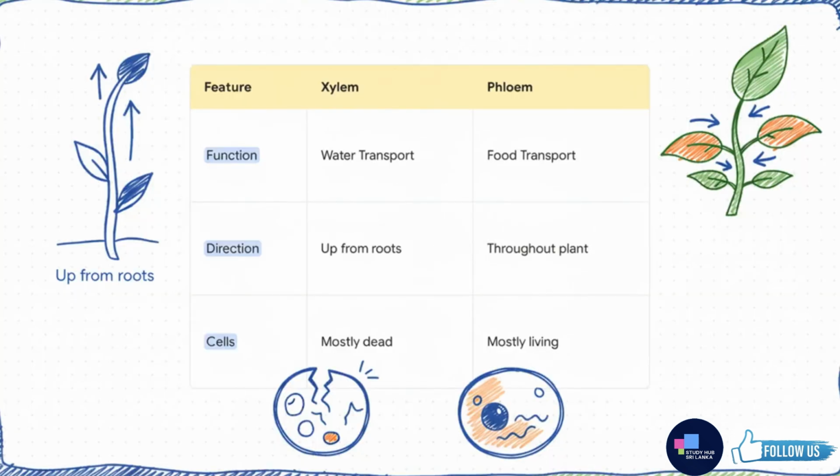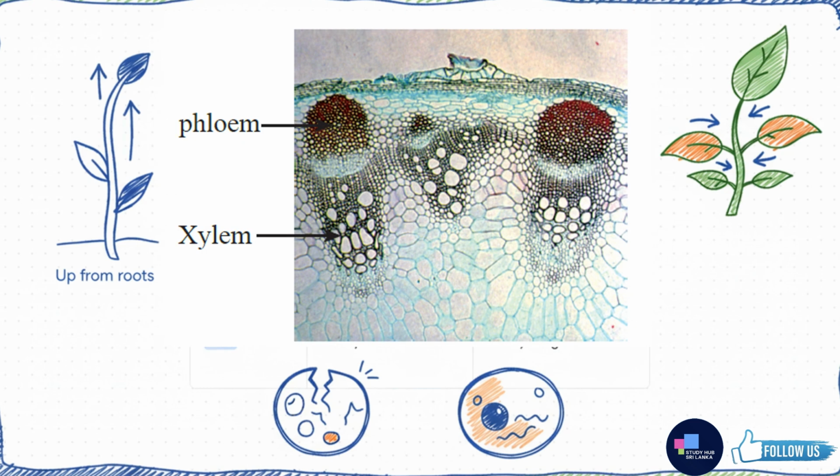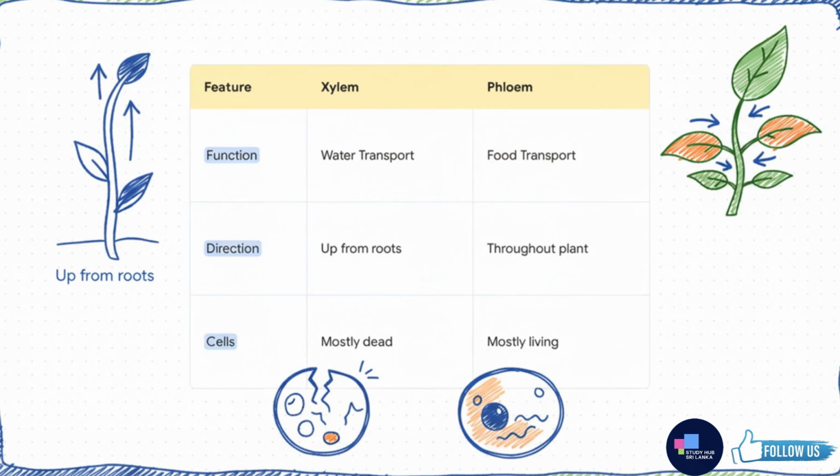All right, now let's look at the complex tissues. We call them complex because they're made of more than one type of cell, all working together. Think of these as the plant's plumbing system. You have xylem, which transports water and minerals up from the roots. It's a one-way street, going up. And you have phloem, which transports food, like sugars made in the leaves, to all other parts of the plant. As you can see from this table, they're very different. This comparison is really important, so make sure you understand it well.